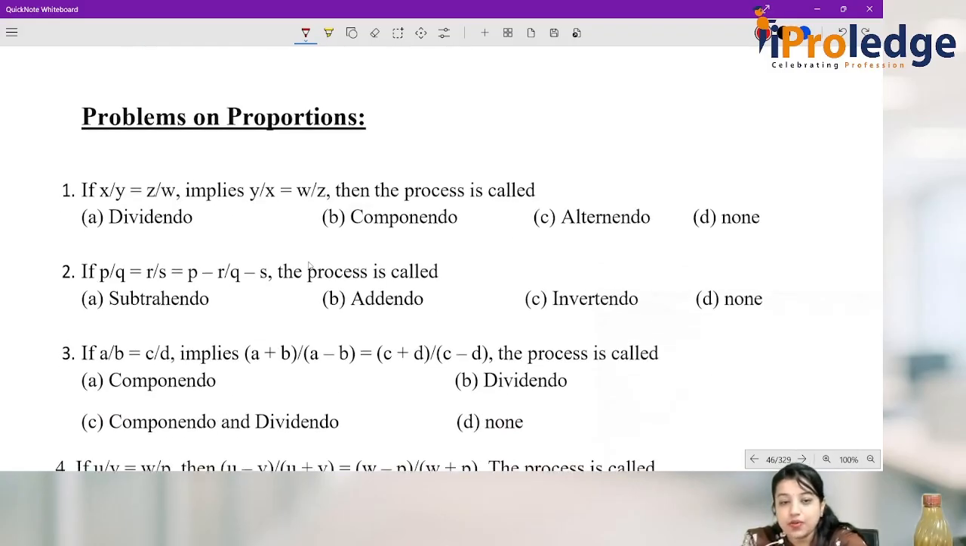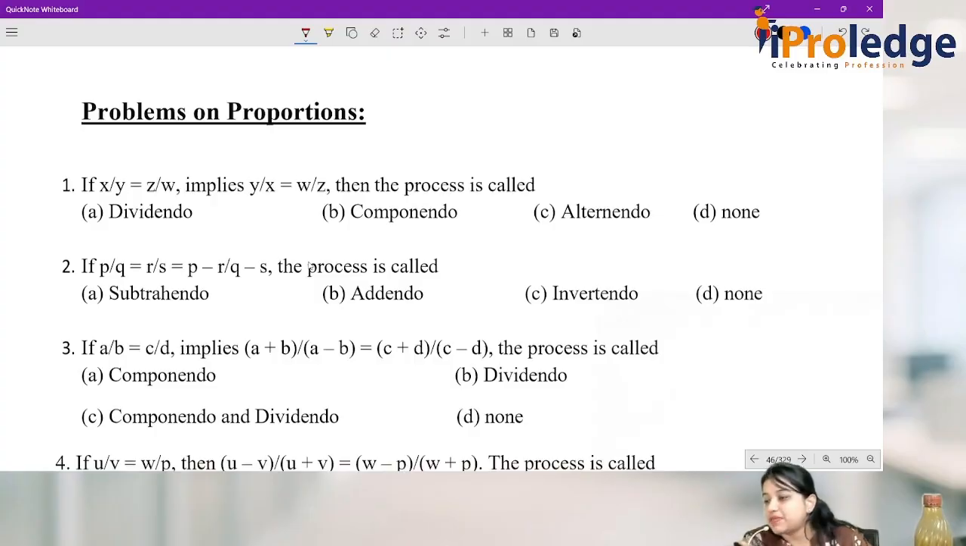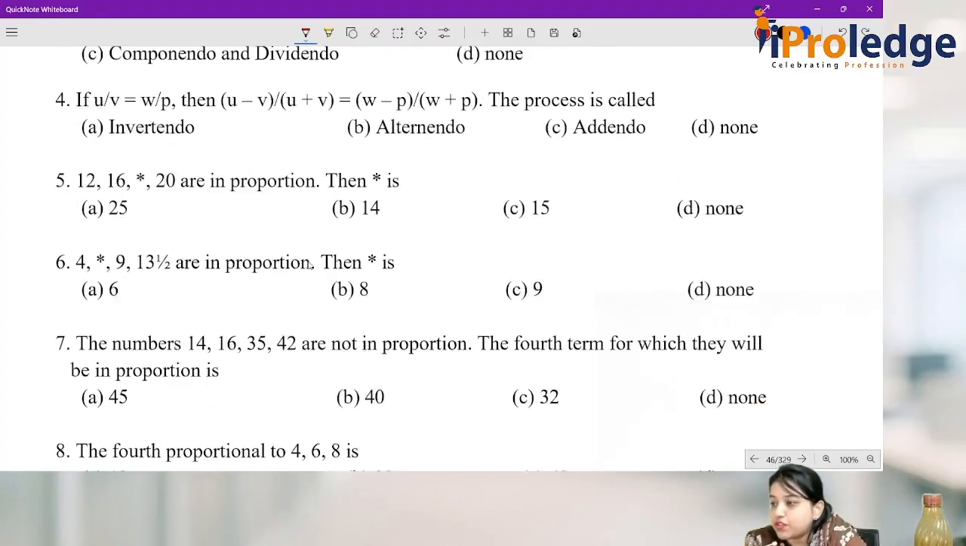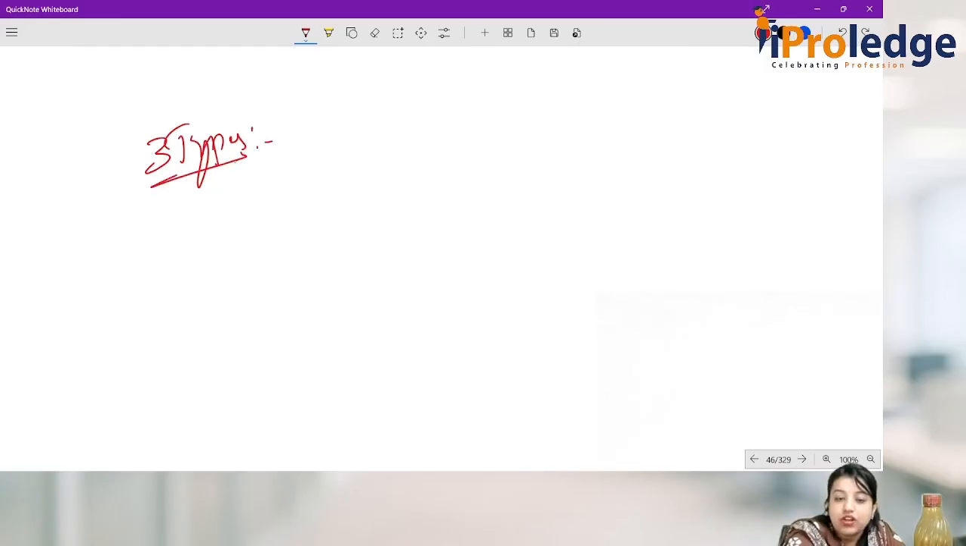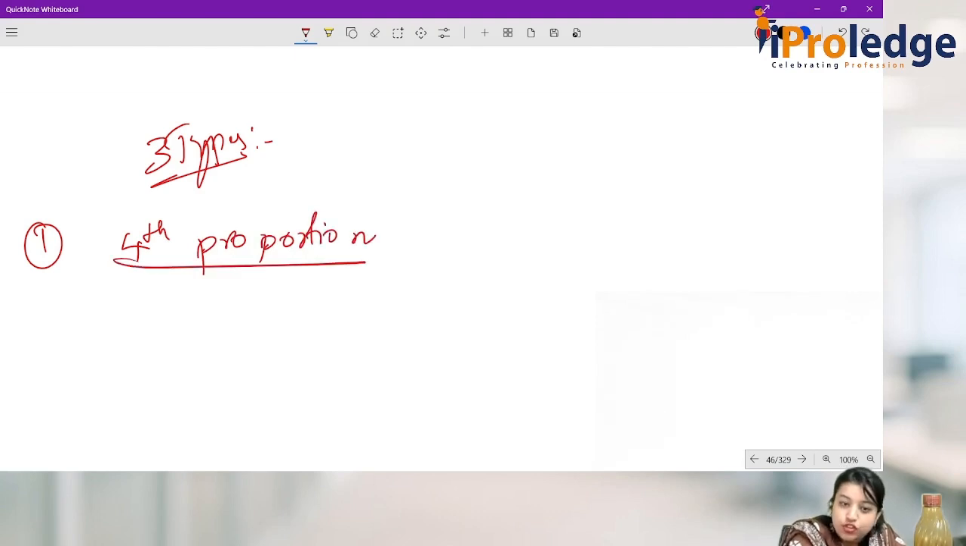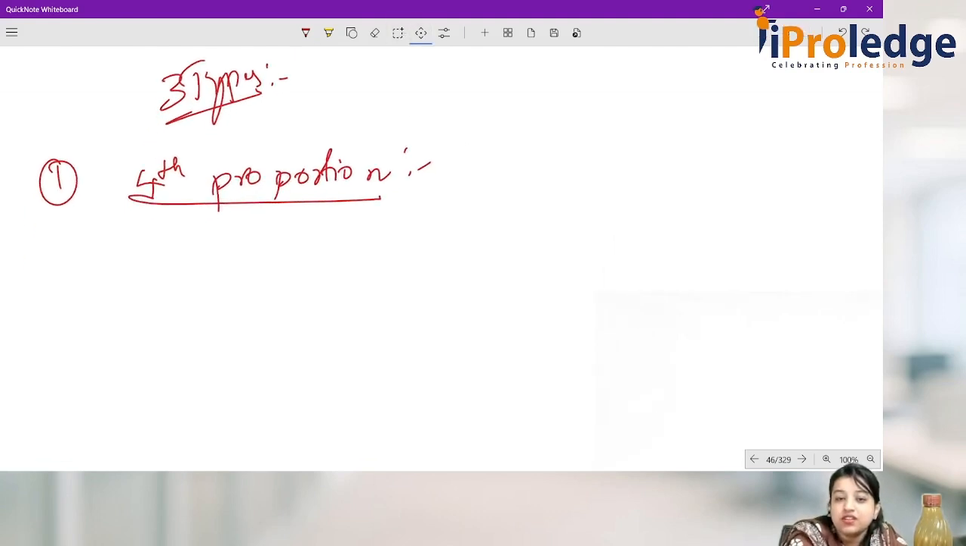Next, problems on proportion. How many types have I given in proportion? I have given 3 types. So one is to find the fourth proportion. So for the fourth proportion, what is the formula we are using?